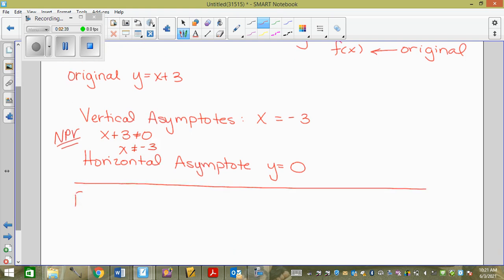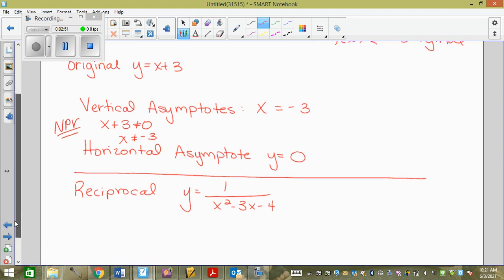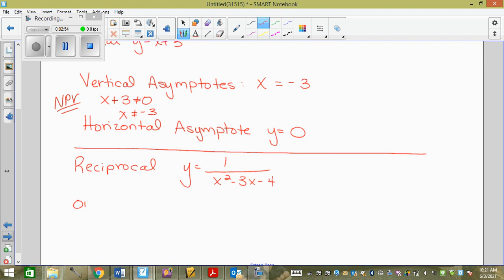Well, I could say the reciprocal is y equals 1 over x squared minus 3x minus 4. So my reciprocal is 1 over that. What would my original be? If this is a reciprocal, y equals x squared minus 3x minus 4. It would be the equation on the bottom, because remember, a reciprocal, you just do 1 over the original equation, right? That's the definition of a reciprocal, 1 over the original equation, because that would cause the original equation to flip.